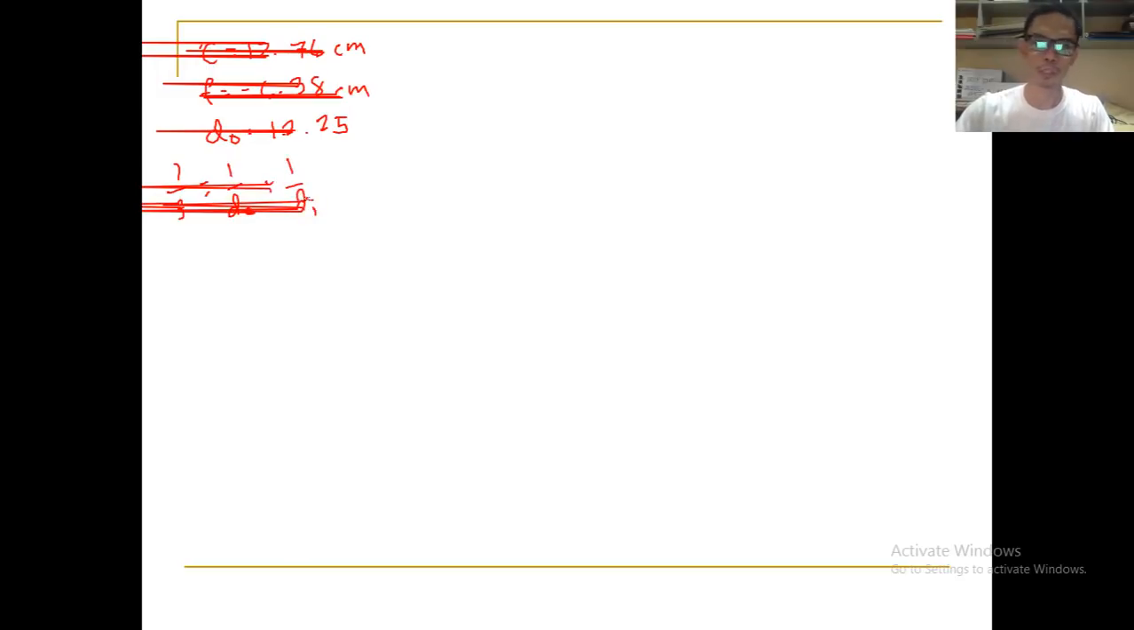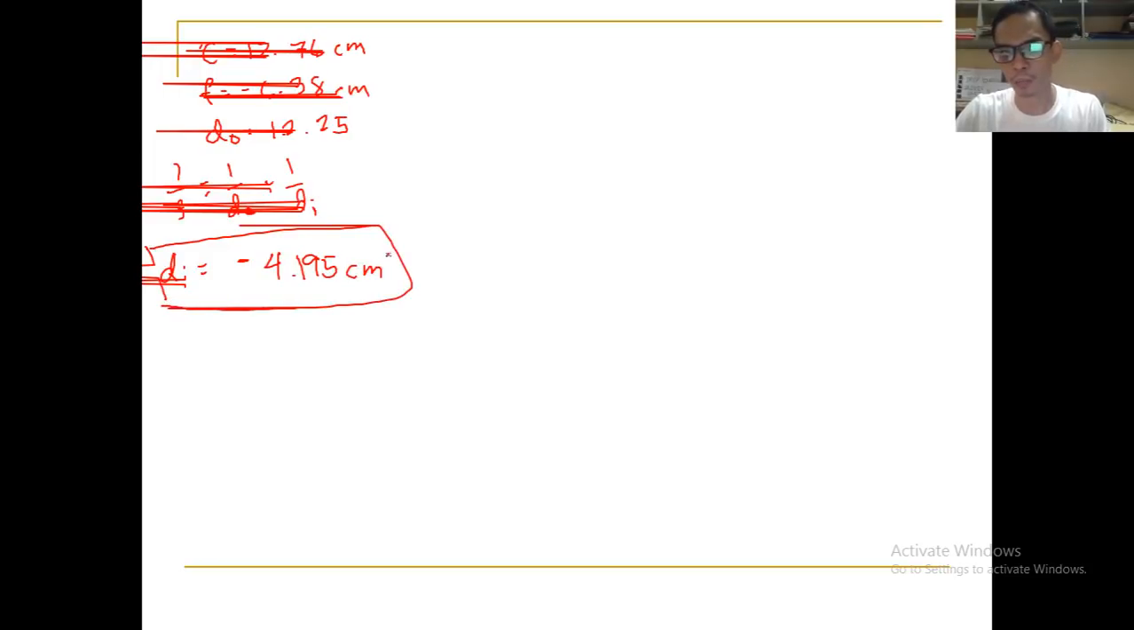My drawing pad is not working perfectly. Using this formula, the d sub I, or the distance of the image that you can get, is negative 4.195 cm. Again, the answer is negative, so it means that the image is virtual. Negative, virtual.